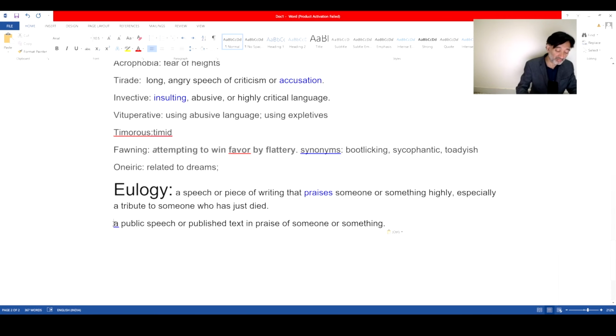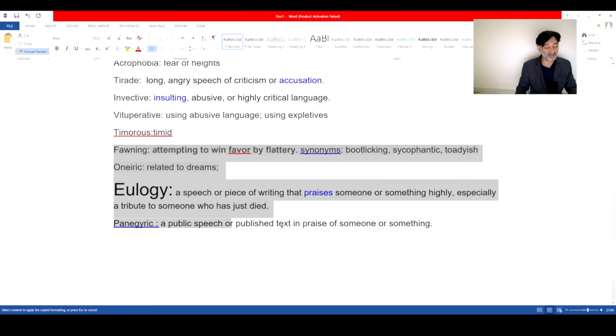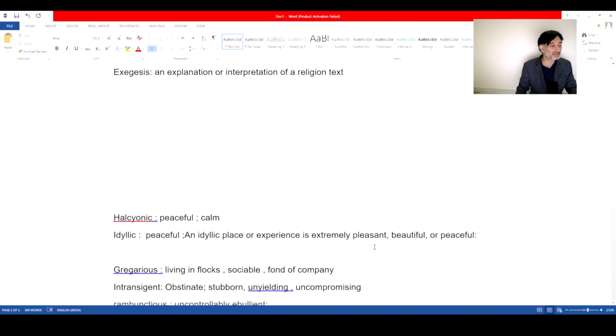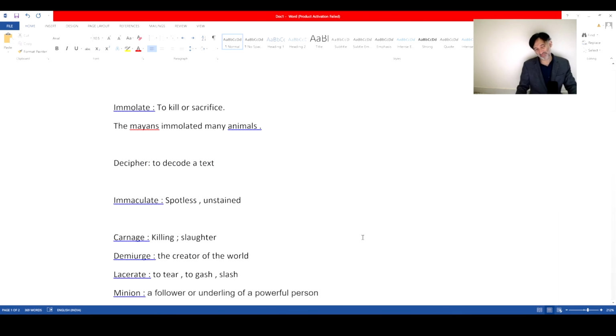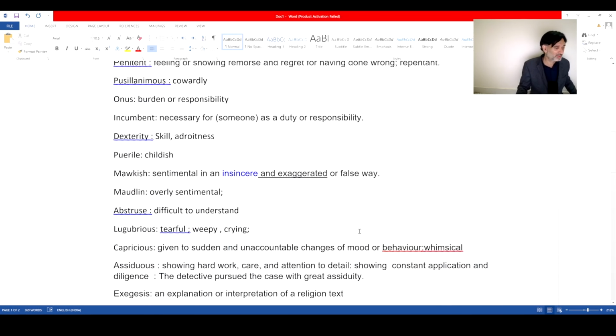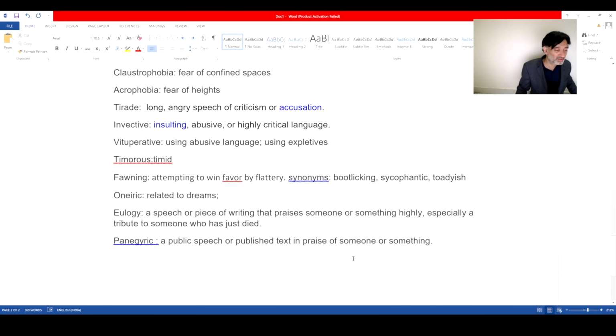Panegyric. Okay. So remember these words. I've given a lot of words, I think, maybe 50 or 60 words. Remember these words and keep reading. Basically, it's important to keep reading.